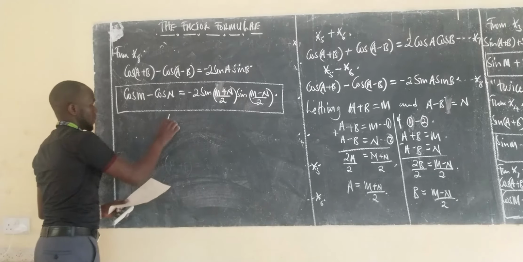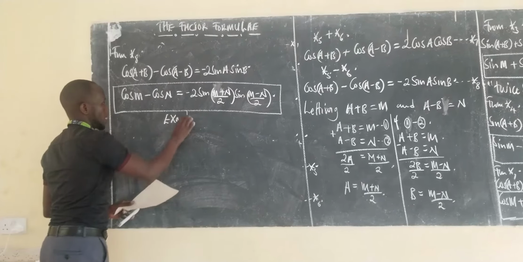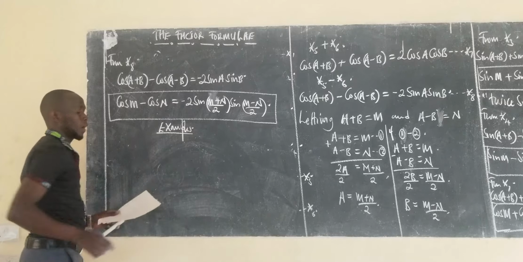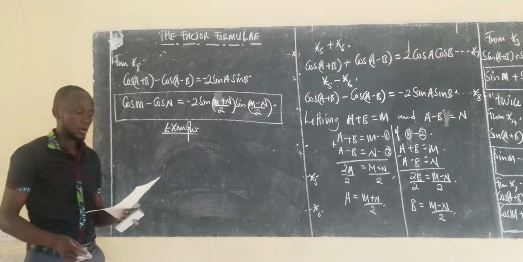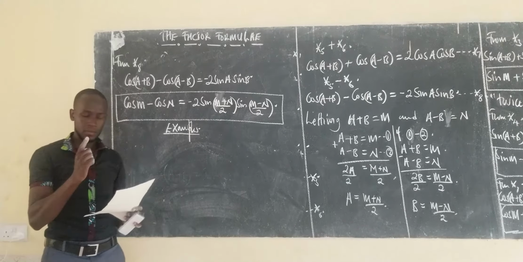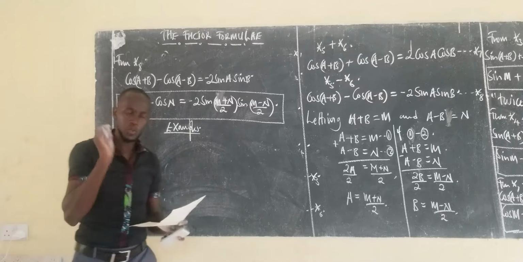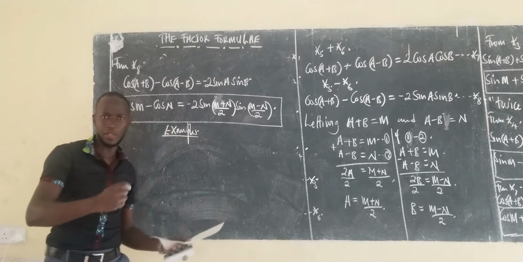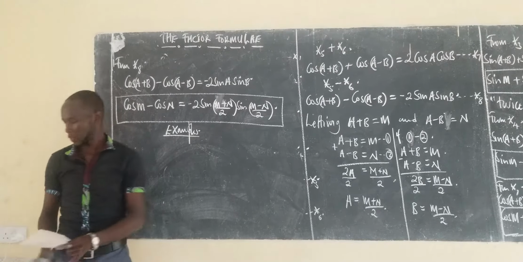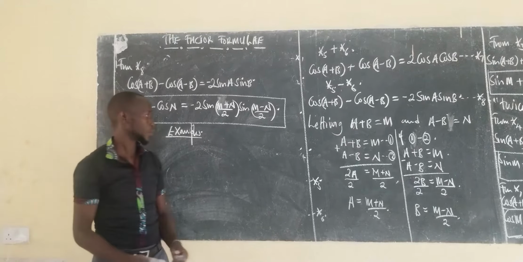Let's have some examples. I'm doing 1, then you do number 2, you do number 3. I'll do number 4. I'm doing 1 as you do the other, so that we can learn as we enjoy as well.